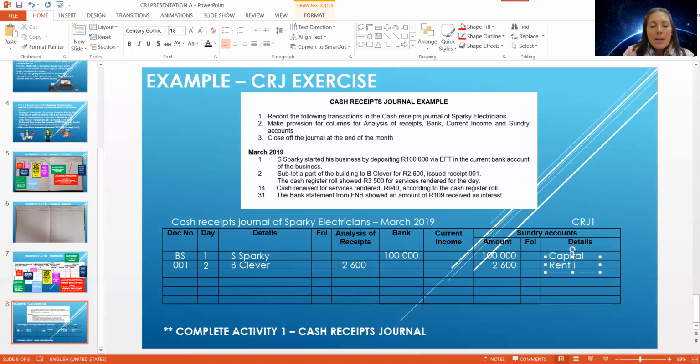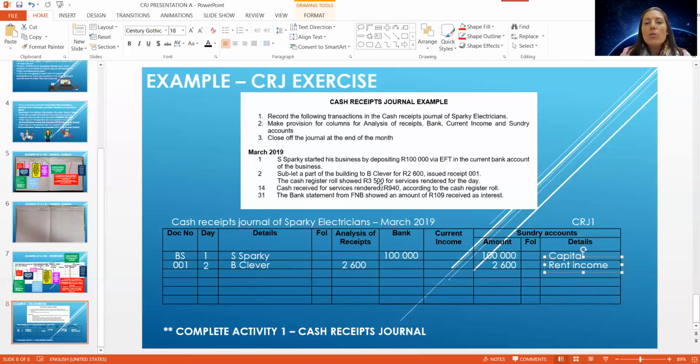Now remember, we have rent expense and rent income as possible accounts in our business. And I'd like you to write rent income so that you don't get confused by the two, especially when we do posting to the ledger. So that's rent income. Good. Now let's move on to the next transaction on that same day.